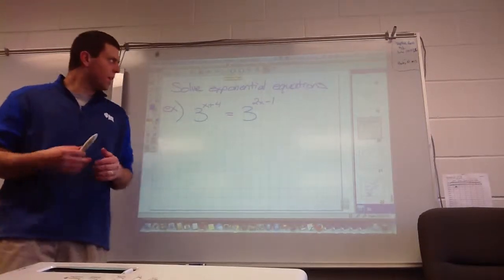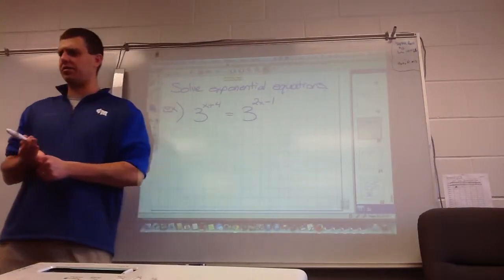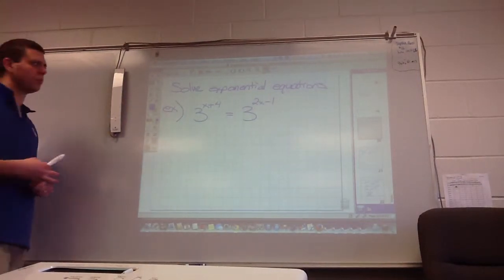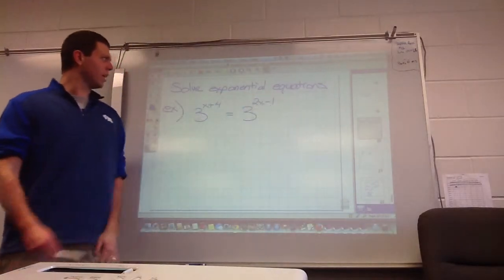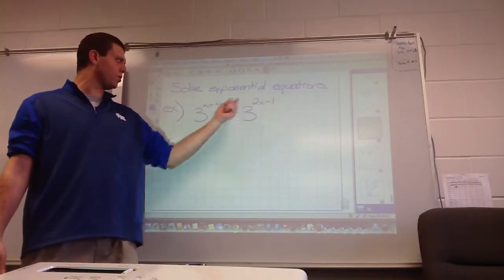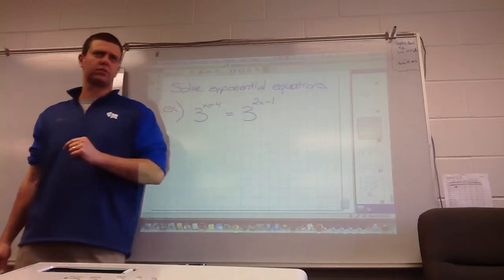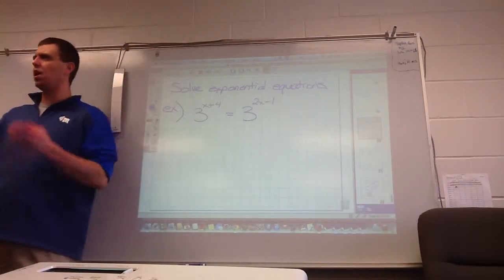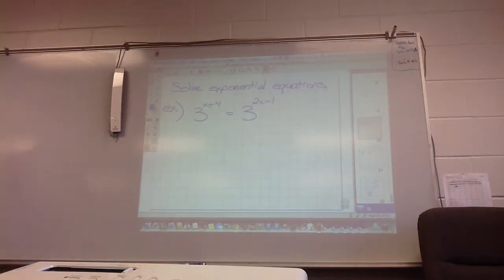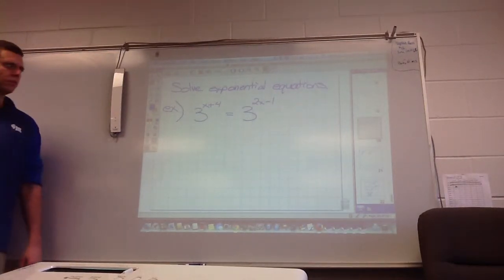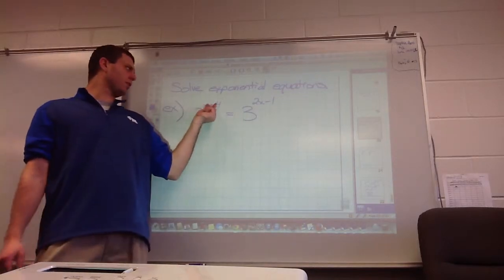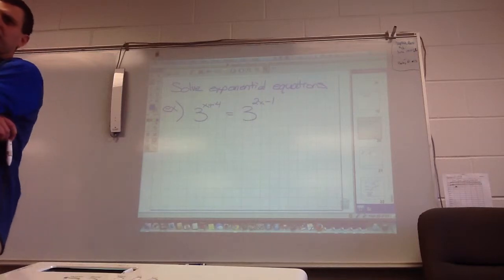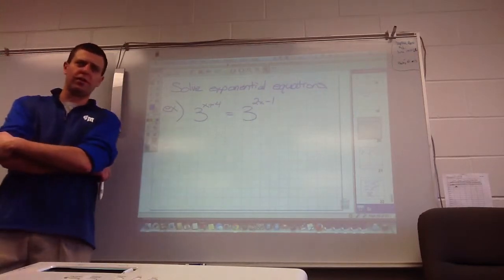Okay, the next sort of problems that go along with this standard 7.2, solving exponential equations, will look something like this. You're going to be solving exponential equations and your variables are going to be up in the exponents. And you have to solve this equation for x. You've got to figure out what x is equal to so that both sides of the equation are equal. So I have 3 raised to the x plus 4 power has to equal 3 raised to the 2x minus 1 power.